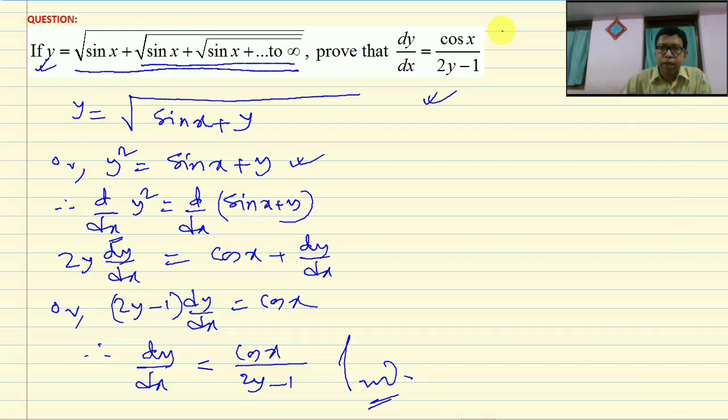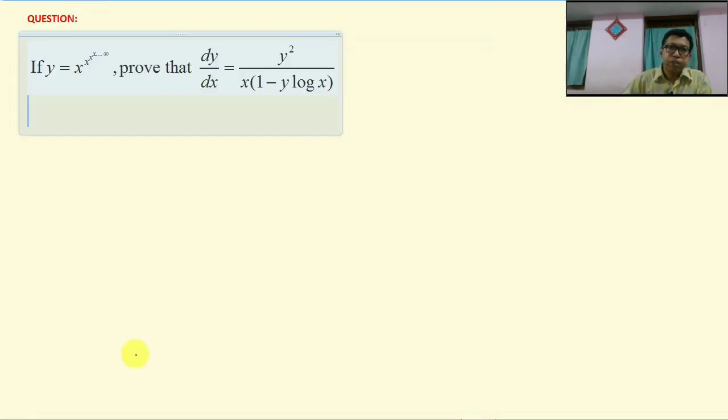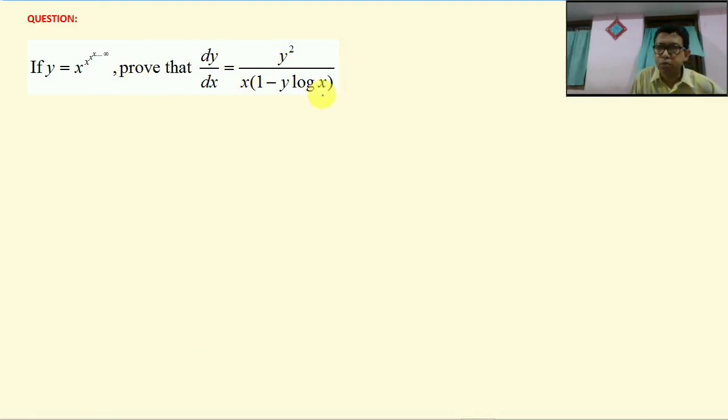So in this way you can solve the other examples also. This is another interesting question. If y is equal to x to the power x to the power x, and so on to infinity, prove that dy/dx is equal to y squared divided by x into 1 minus y log x. Okay, again I want to write this one.